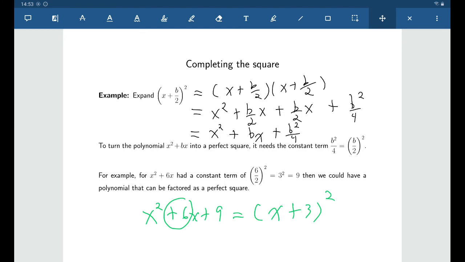So when we're completing the square, that's our idea. We have x squared plus some constant times x. We'll take that constant that's in front of the x, cut it in half, and then square it, and that'll allow us to complete the square.